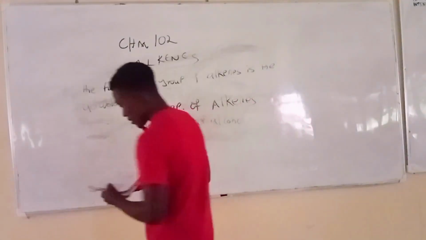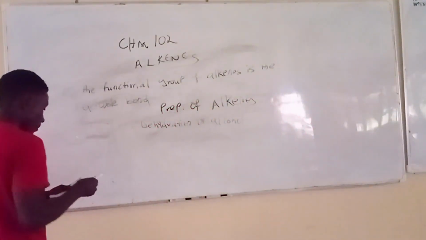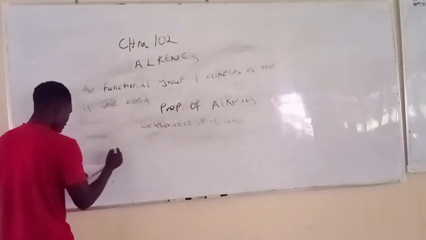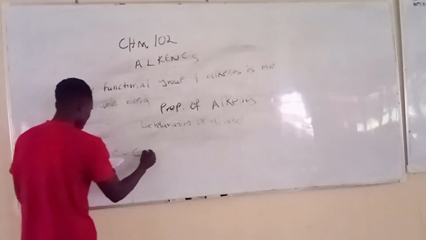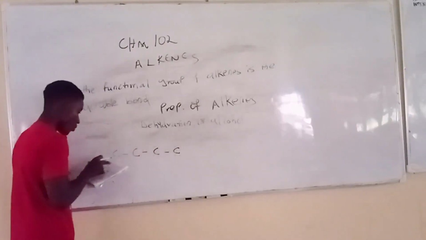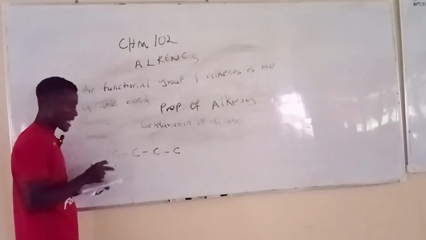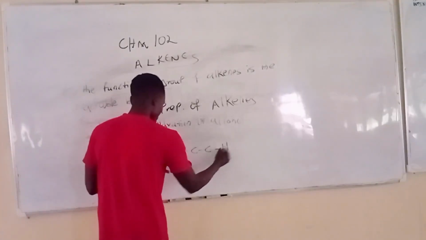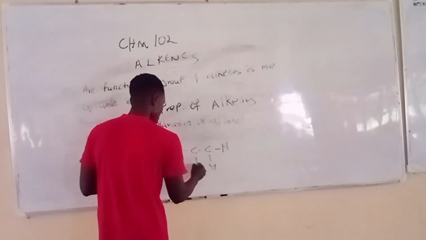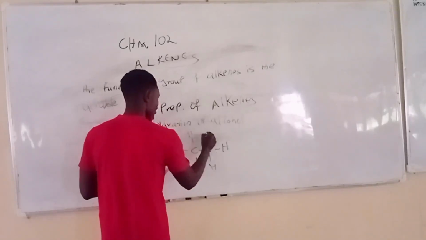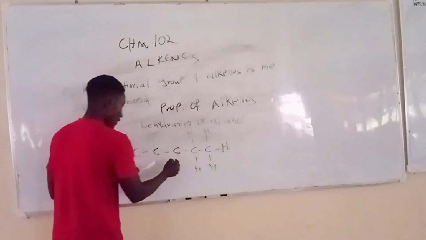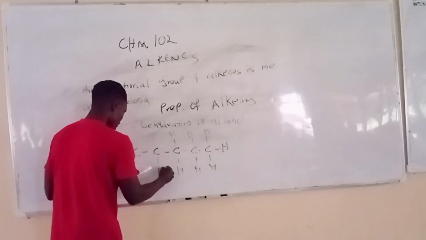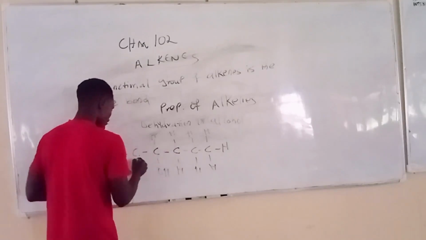So let's graph. We have this compound here on the board. We have carbon, 1, 2, 3, 4, 5, 6. That is hexane. We have our H here, and here, and also here, and we have our OH. We have our H and our H.